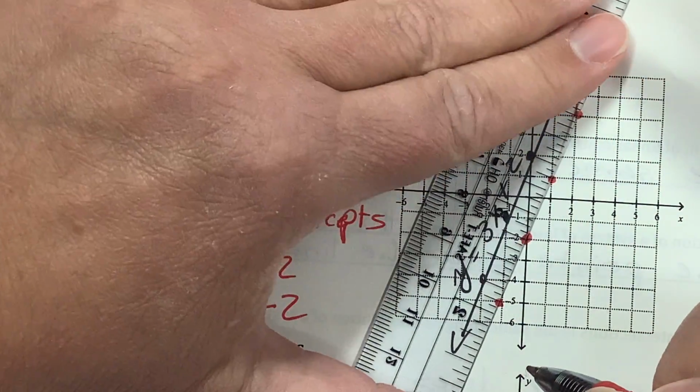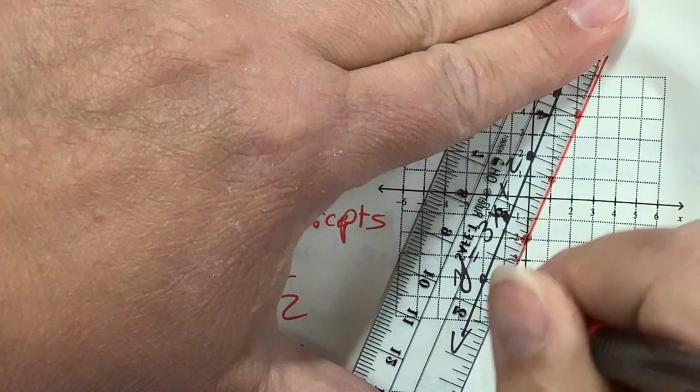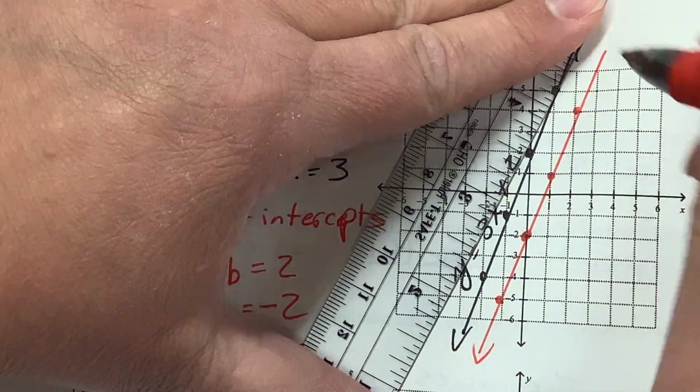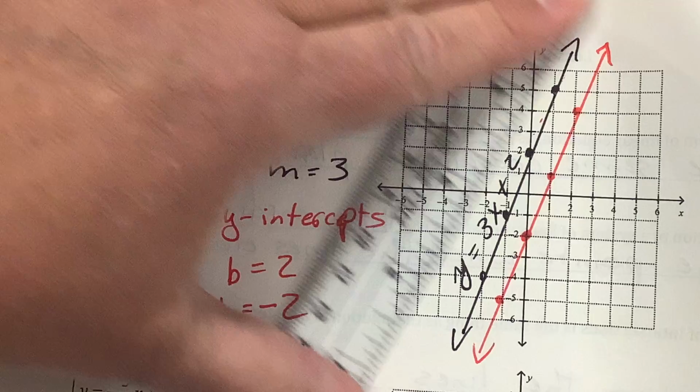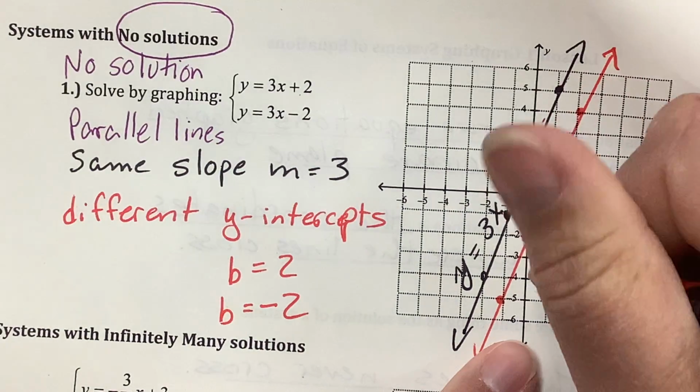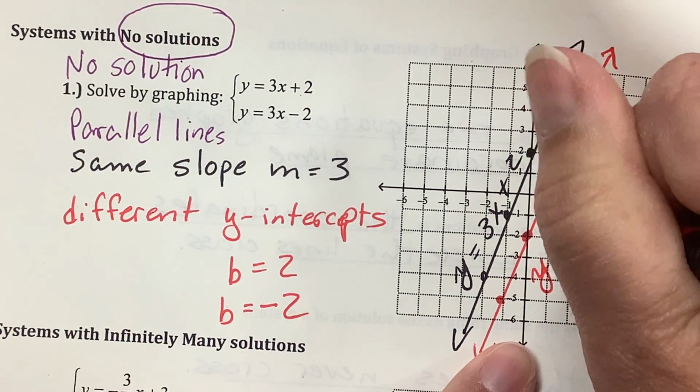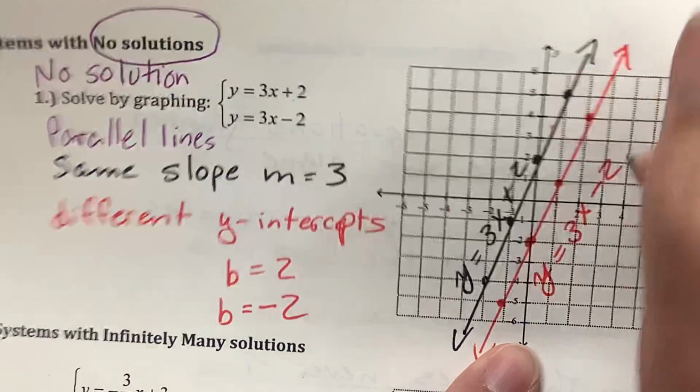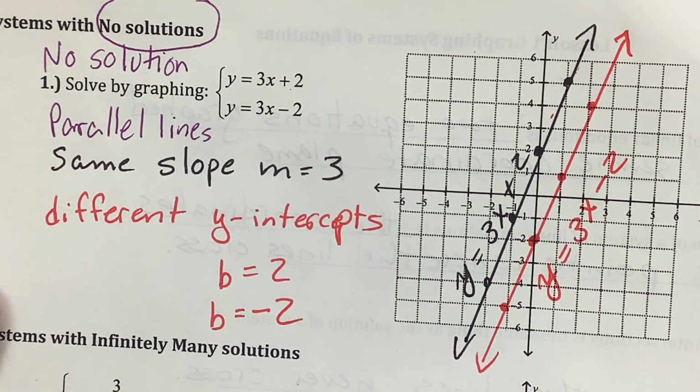That's another way to do it. And look at that. Just like I said before I even started to graph them, I knew these lines were going to be parallel. Same slope, different y-intercepts. And this is y equals 3x minus 2. Definitely no solutions.